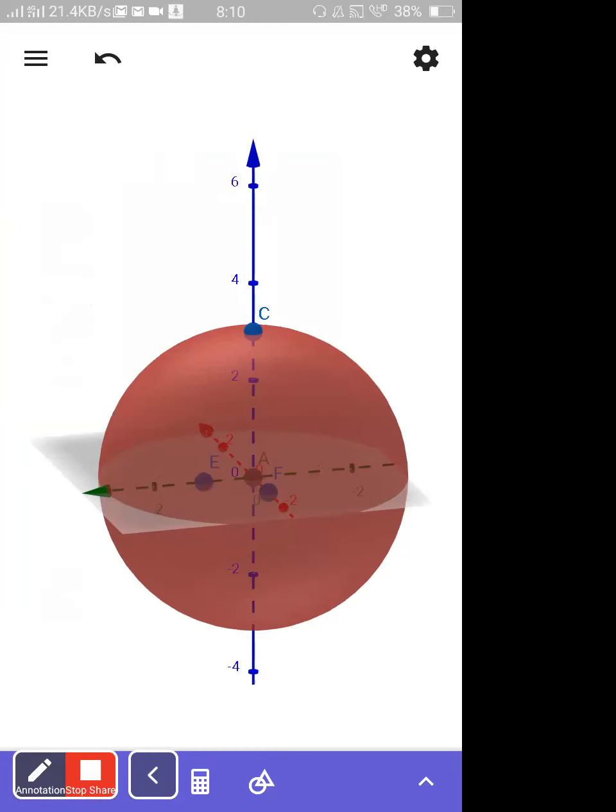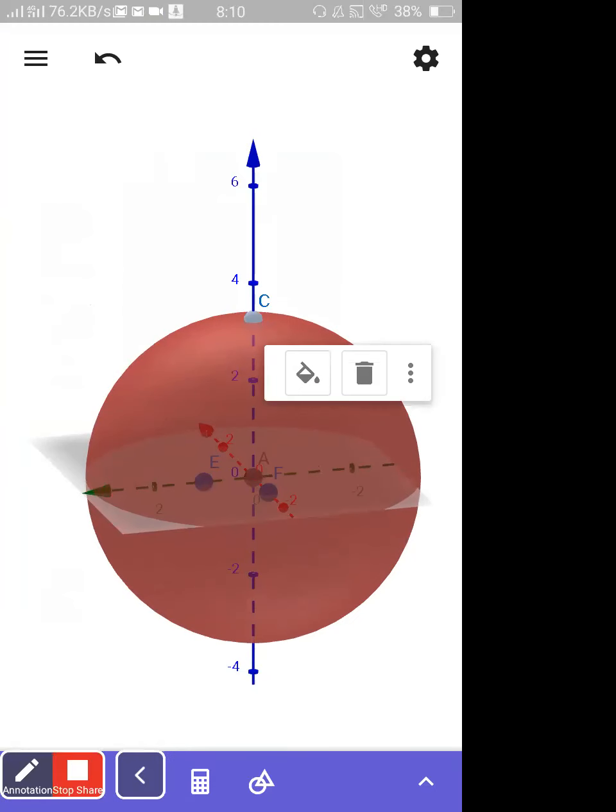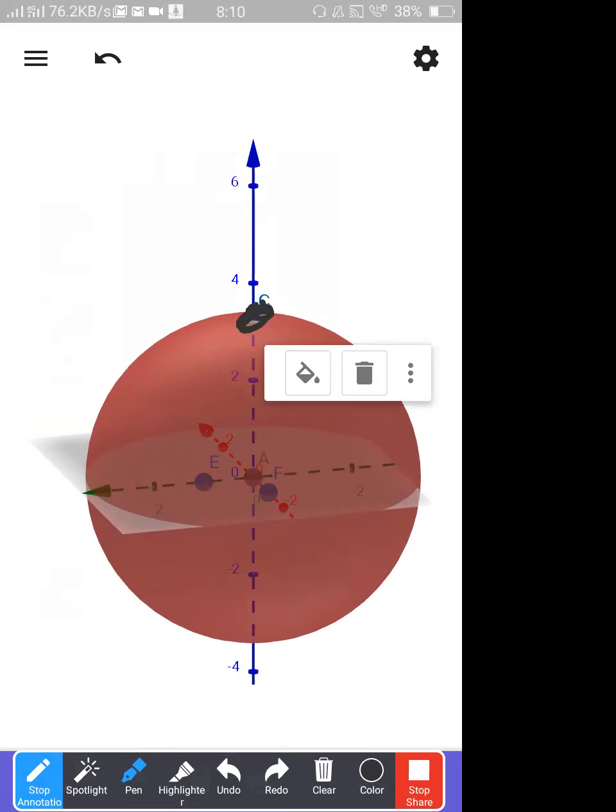Can somebody tell me, if I choose a point, how will my unit vectors be? We have not discussed unit vectors yet. Say I have chosen some point on this sphere. What will be the direction of a r cap? Definitely this will be the direction of a r cap.